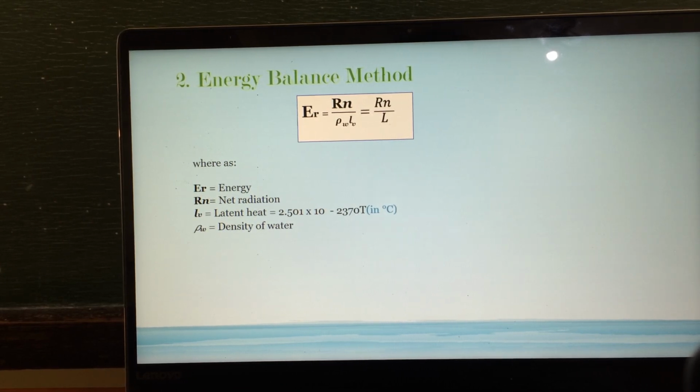The energy balance method is the second available method in our report, with the formula E sub R is equal to R sub N over P sub W times L sub V, which is equal to R sub N over L, where L is equivalent to P sub W times L sub V. E sub R is equal to energy, R sub N is equal to net radiation, L sub V is equal to latent heat, equal to 2.501 times 10 minus 2370 T in degrees Celsius. P sub W is equal to density of water.